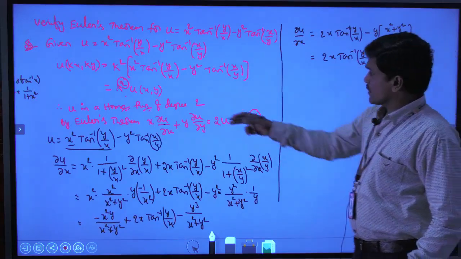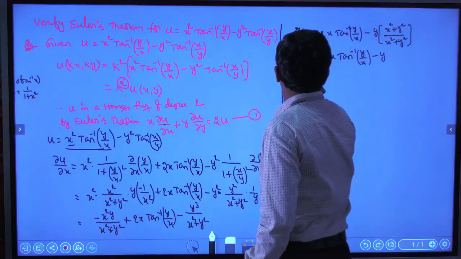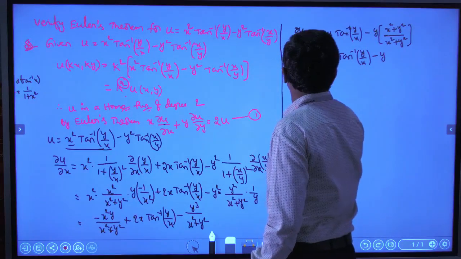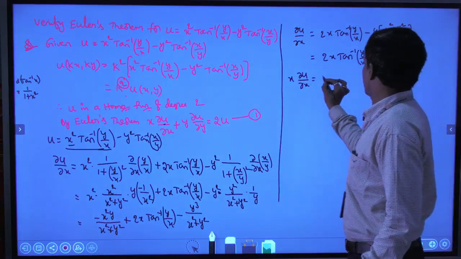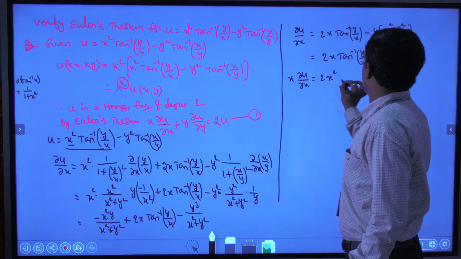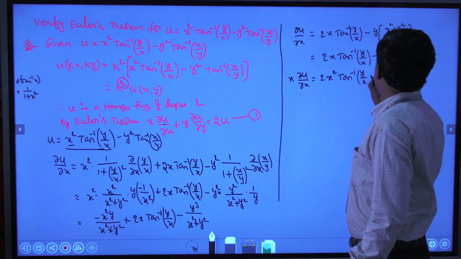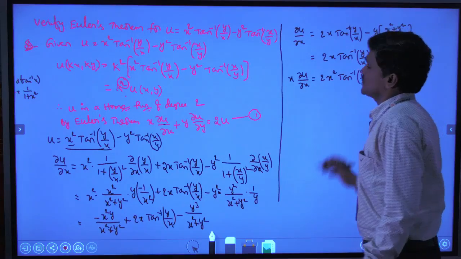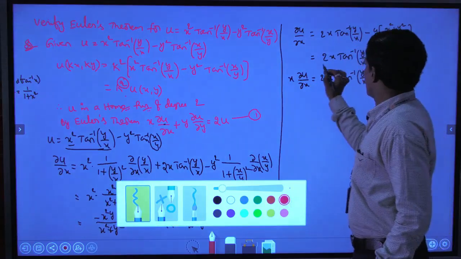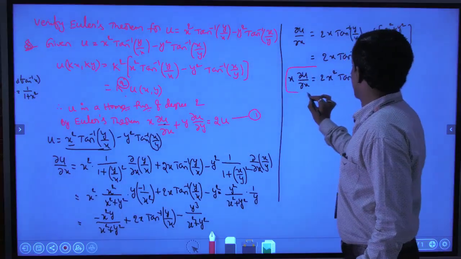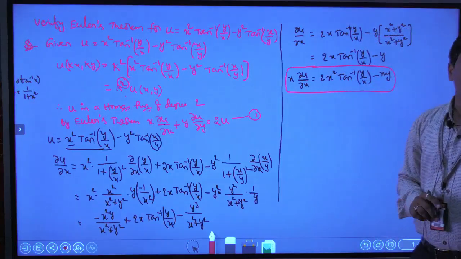Now to calculate x into ∂u/∂x, multiply with x, x ∂u/∂x. Multiplying with x, simply write here we get 2x square tan inverse y by x minus xy. So this is x ∂u/∂x value, right? Similarly we can find y ∂u/∂y.